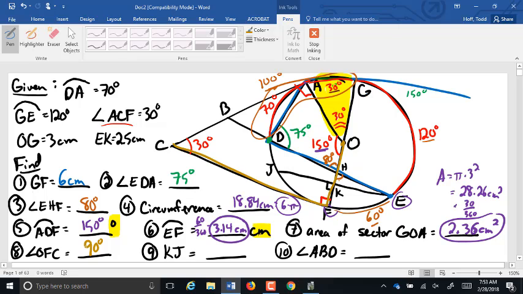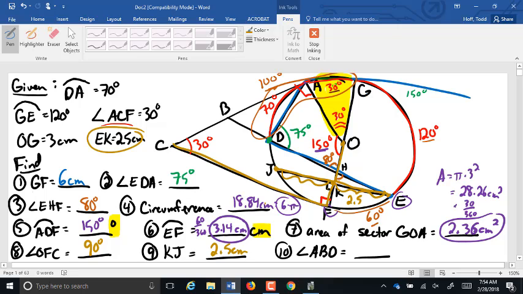The length KJ. K to J has to be what? Well, E to K is listed as 2.5, right? So JK has to also be 2.5. Because since that diameter is also a radius, it contains a radius, and since that hits at a right angle, it has to cut it in half.